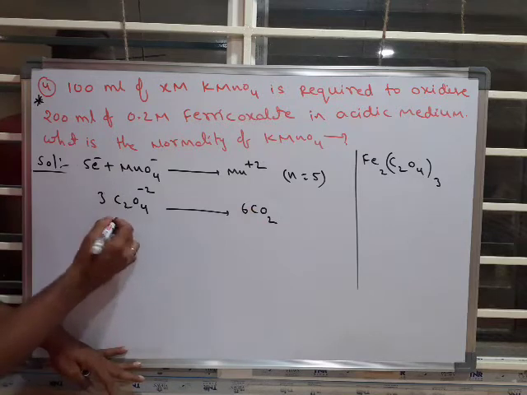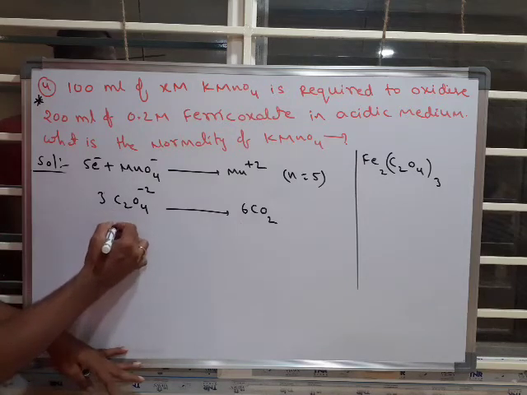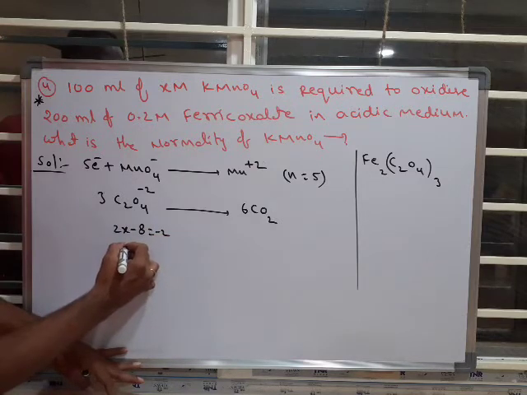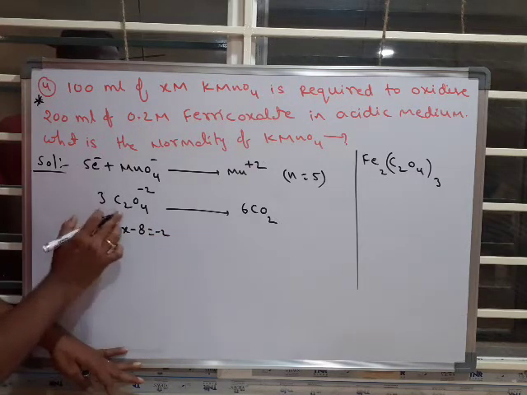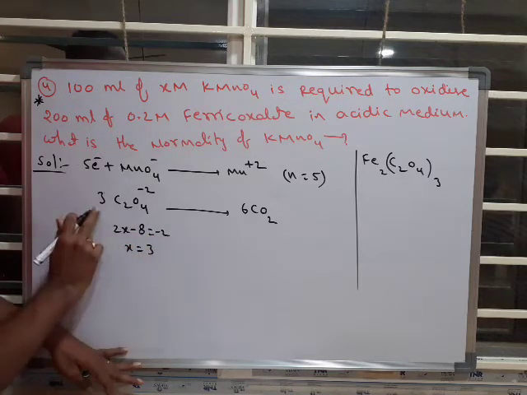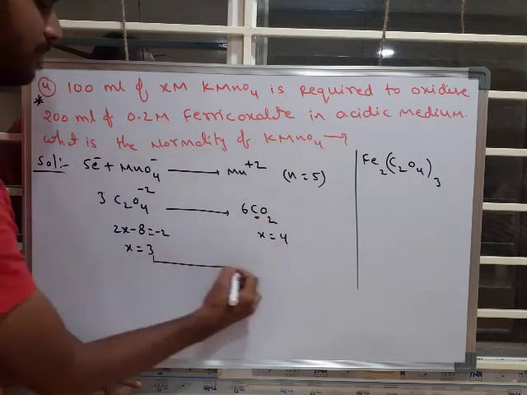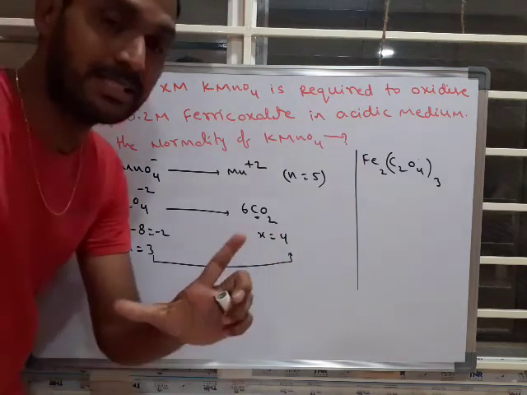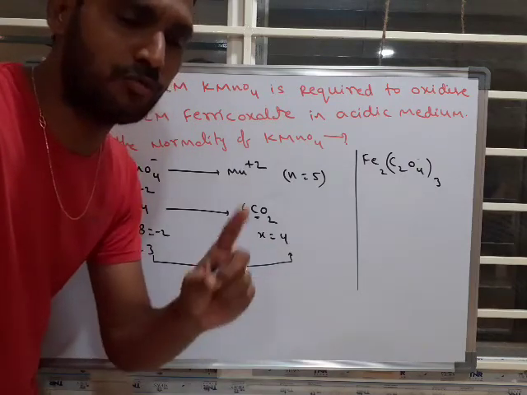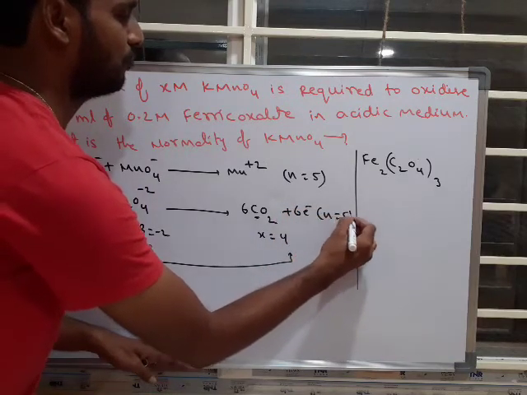So what is the oxidation number change from C2O4 minus 2 to CO2? 1 electron each. Total how many carbons? 6 carbons are there. Here x equals 3, and in CO2 we get 4. So 3 becomes 4 for each of the 6 carbons, from plus 3 to plus 4. They lose 1 electron each, so in total that is 6 electrons. The n factor for ferric oxalate is 6.